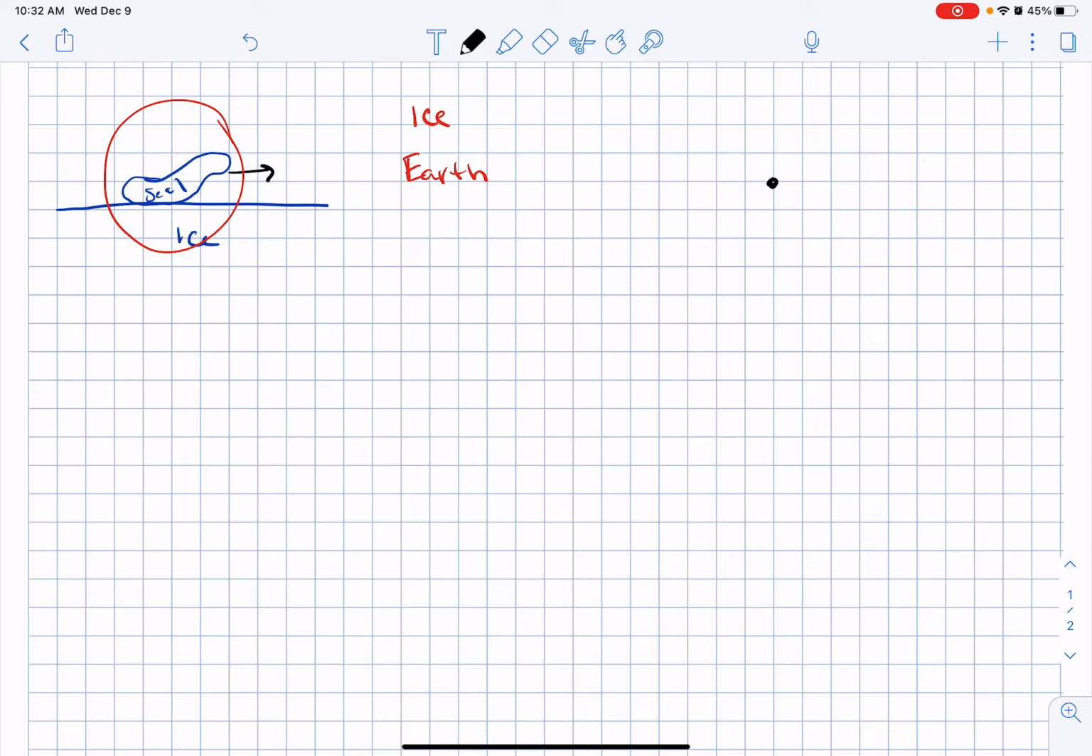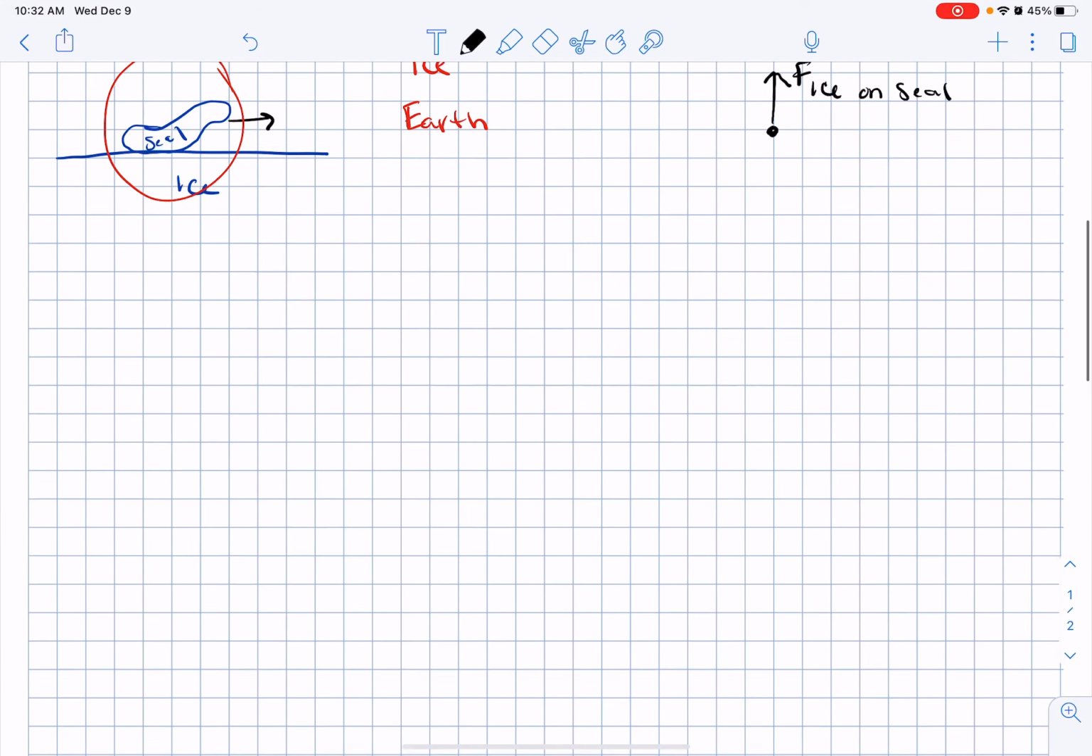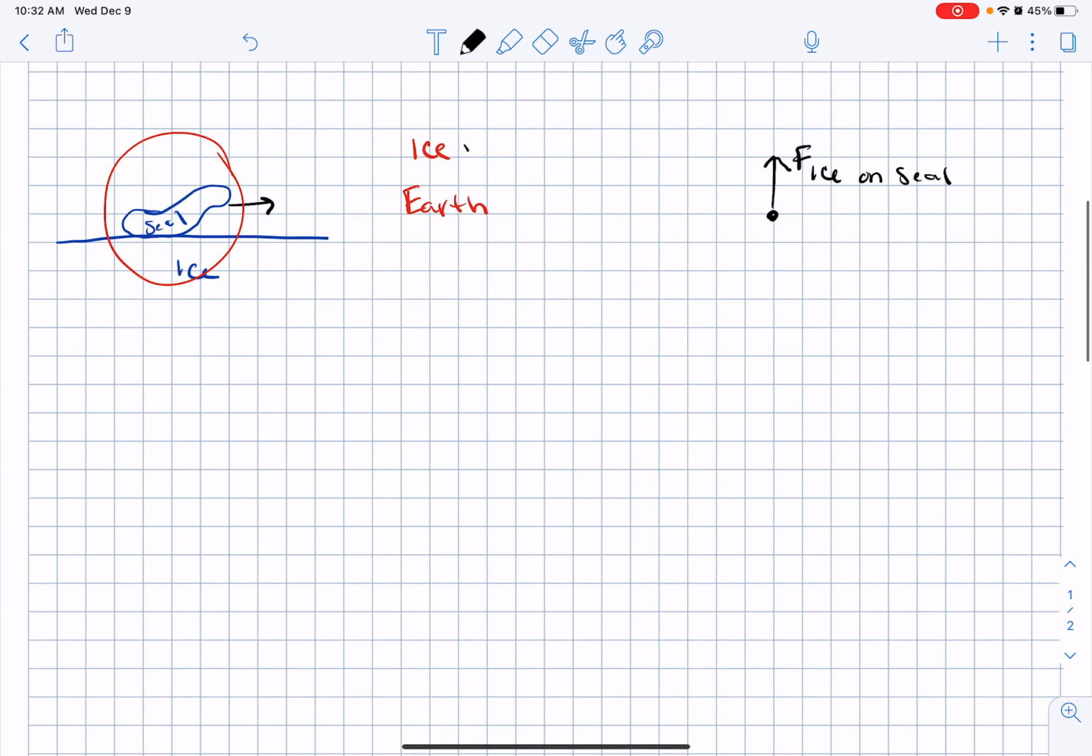So let's look at the ice. The ice is pushing the seal up, right? That's what's keeping it from falling. So we have force ice on seal. Okay, so that's good. The earth, we always know, is exerting a force downward. So we have force earth on seal. Now let's add a positive and our negative. I'm going to label up as positive, down as negative. You could always do it the opposite way. It doesn't matter.